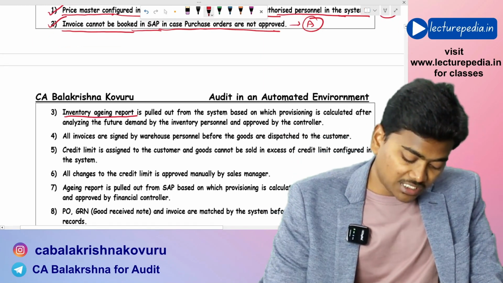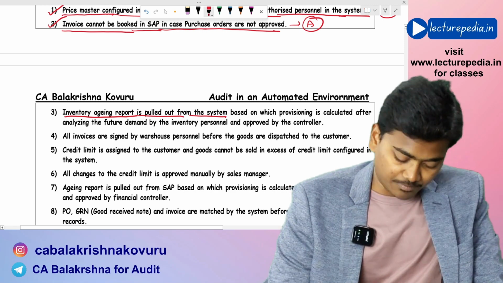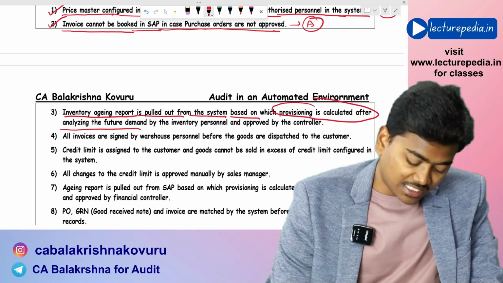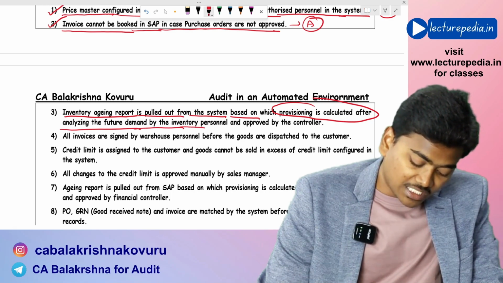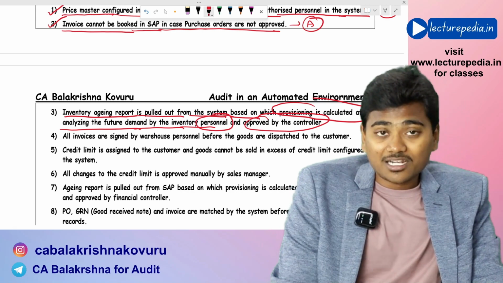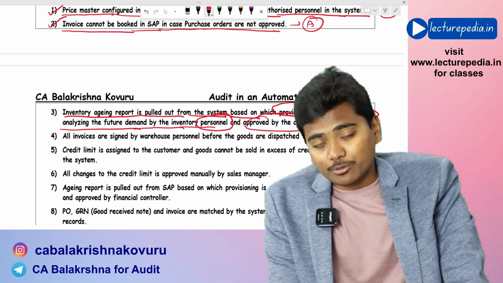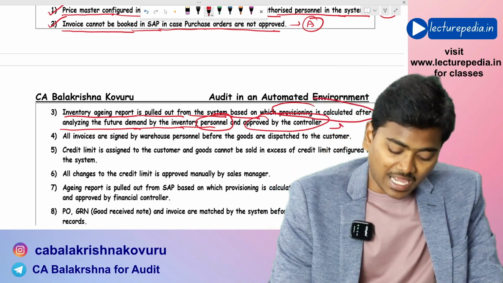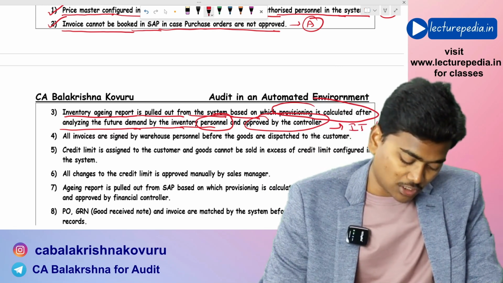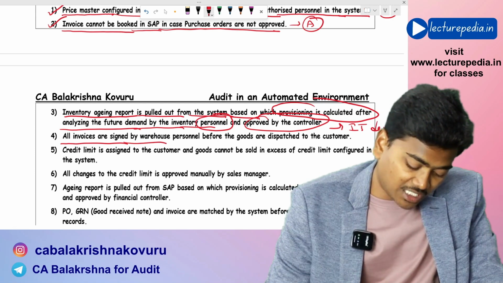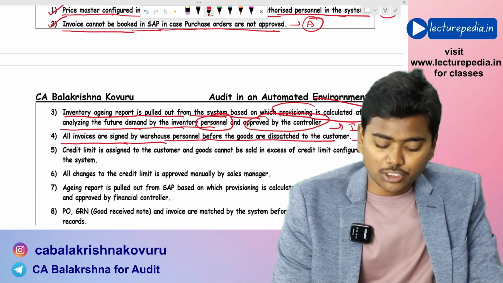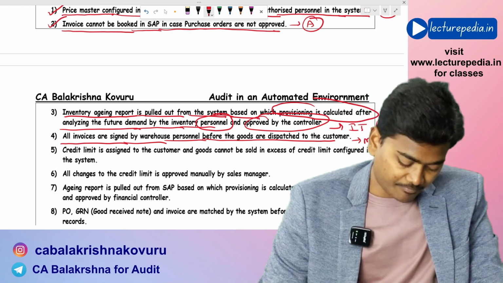Inventory aging report is pulled out from the system based on which provisioning is calculated after analyzing the future demand by the inventory personnel and approved by the controller. Here both information technology and manual work are involved, so it is IT dependent. Next, all invoices are signed by warehouse personnel before the goods are dispatched to the customer. This is manual. Manually he is signing.